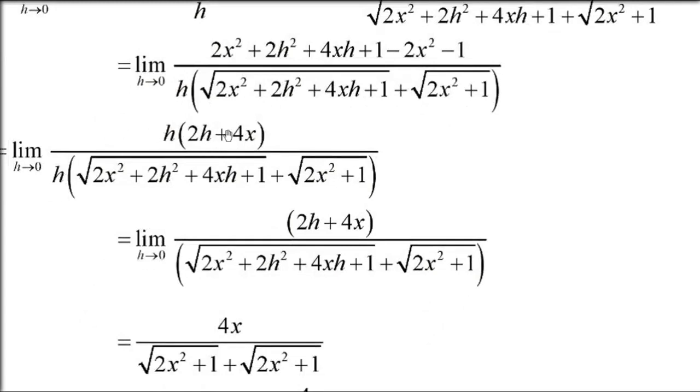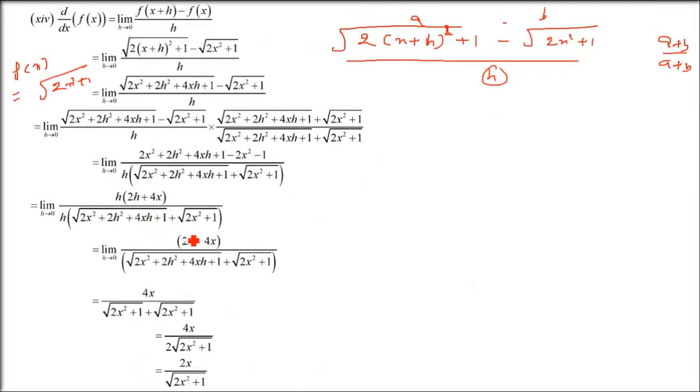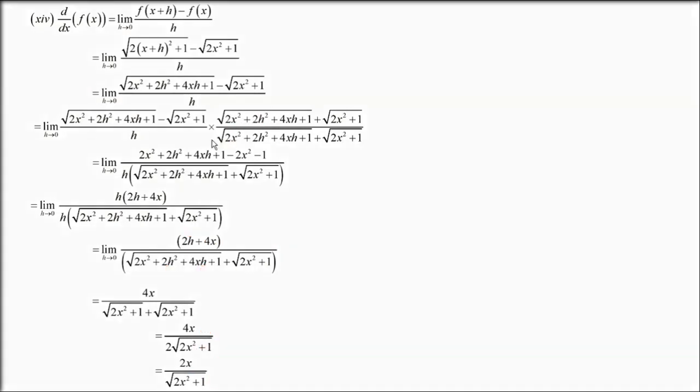So h is already there. So 2h plus 4x, h gets cancelled. 2h plus 4x, and whatever is in the denominator, don't worry, we'll put h as 0. So this is 0, this is 0, this is 0. So you have 4x here, and in the denominator under root 2x square plus 1 and under root 2x square plus 1, that is 2 under root 2x square plus 1. And you have 4x in the numerator, so 2 gets cancelled. You have 2x by under root 2x square plus 1 will come. As I'm saying, 4x by 2 under root 2x square plus 1.